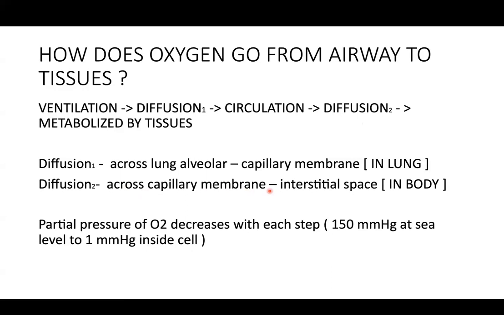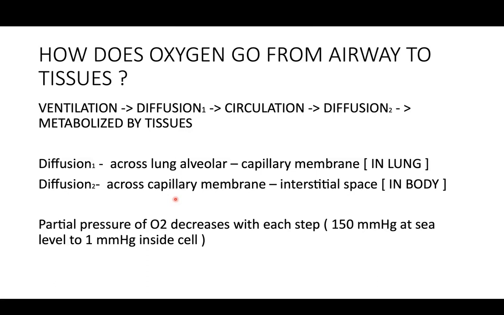And here's one very important thing that I need you guys to know. The first diffusion, which is diffusion 1, is in the lung. It's across the lung alveoli membrane to the capillary membrane, which is just outside the alveoli. And the second diffusion is in the body. It's across the capillary in the body to the interstitial space in the body. And then what happens to the oxygen now that it's made its way all the way to the tissue? It's metabolized by a cell in the tissue.